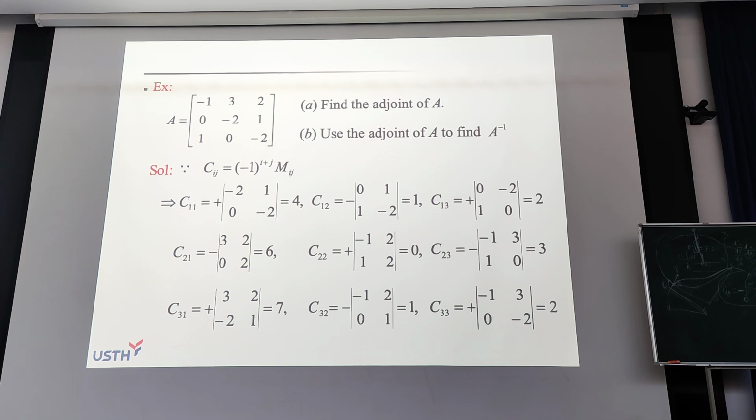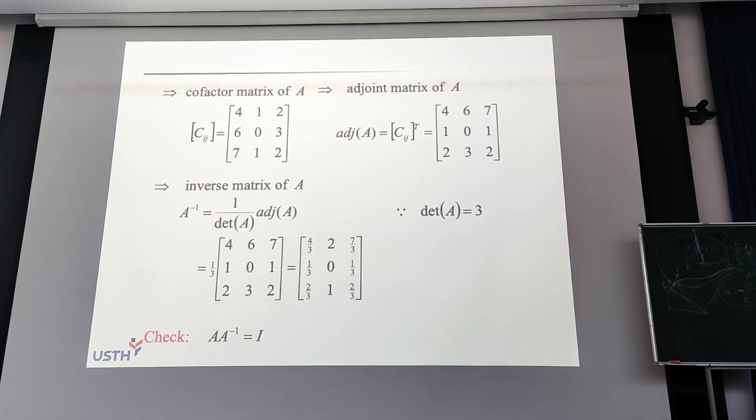And then the cofactor matrix is here, and the adjoint matrix is here. Then the inverse of A will be 1 over determinant of A multiplied by the adjoint matrix here. But determinant of A equals 3, so the inverse is here. And you can verify that.